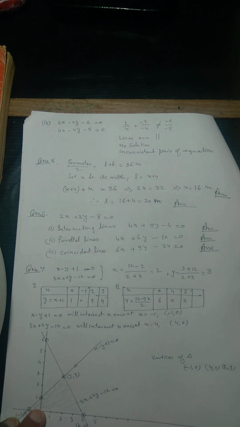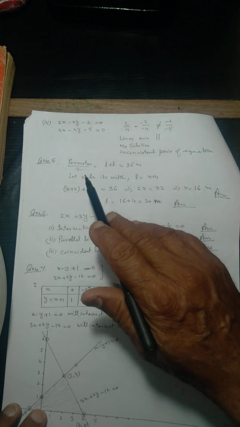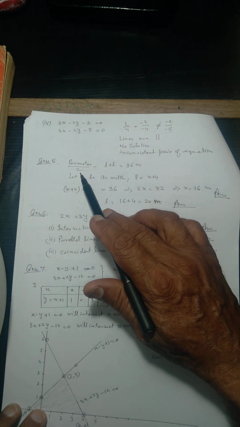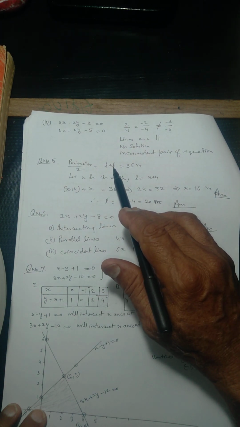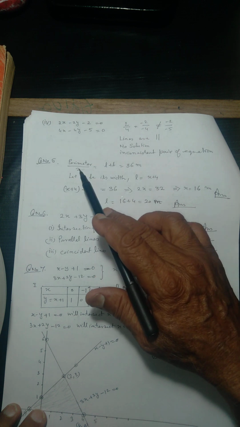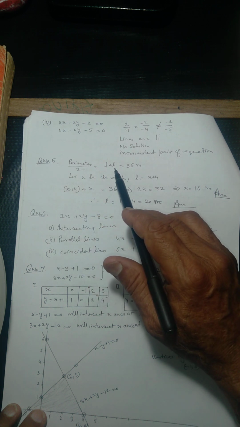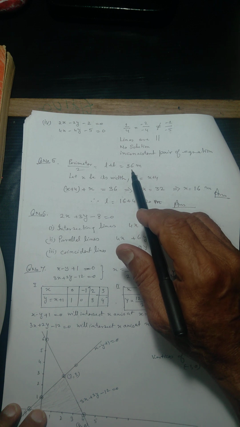Now question number 5, which states that half the perimeter of the rectangular garden, whose length is 4 meter more than its width, is 36 meter. Find the dimension of the garden. You see, I have taken the perimeter divided by 2, means half of this. This will be equal to L plus B, because twice the L plus B is equal to the perimeter. So half of the perimeter will be equal to L plus B, that is given, that is 36 meter.